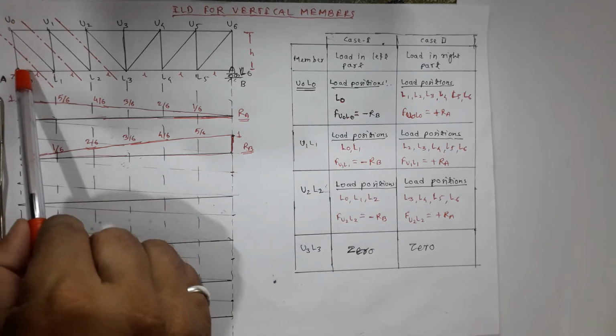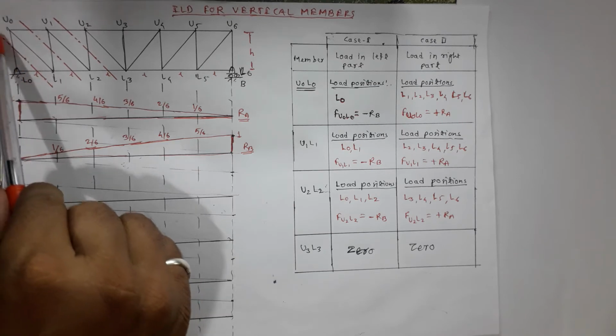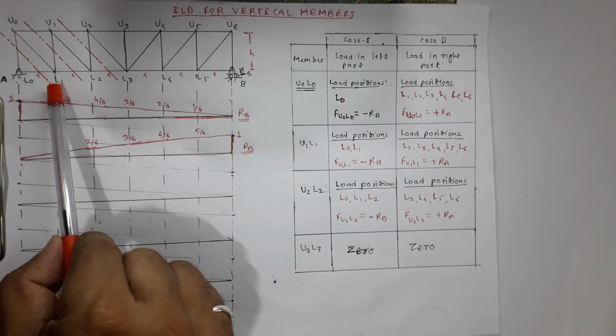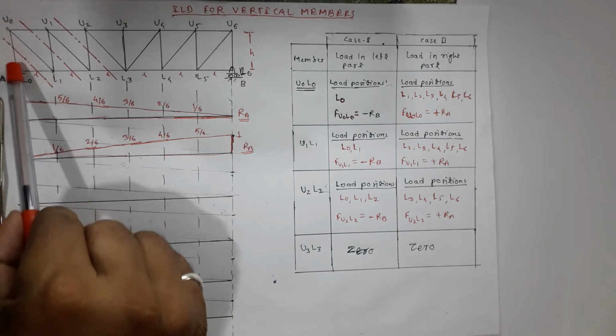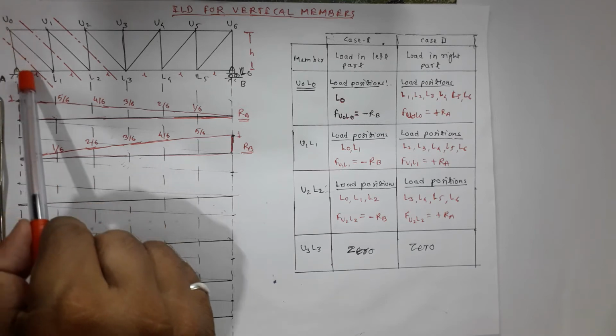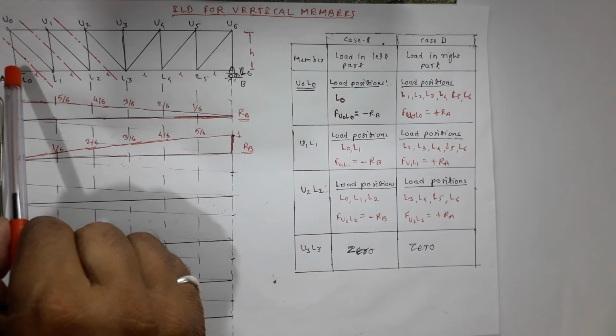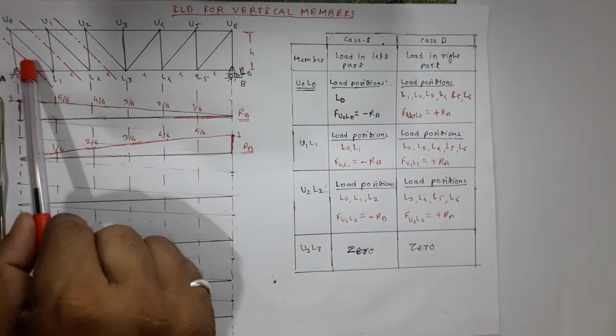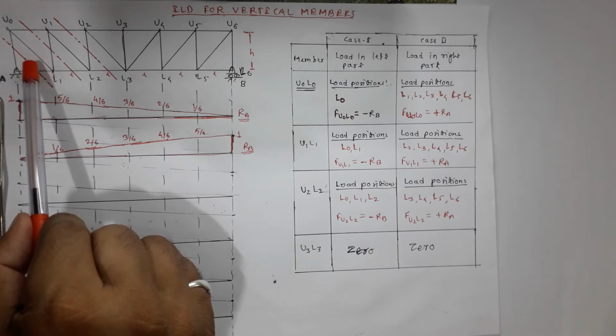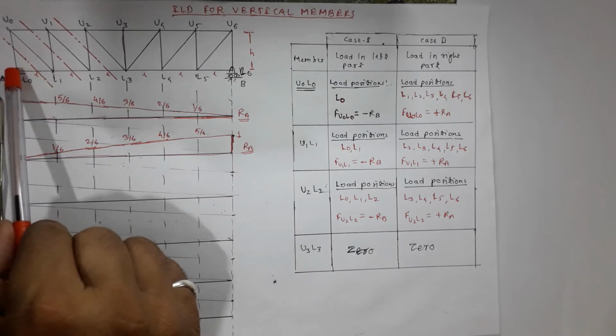Now remember the procedure for the method of sections. I want to get the force in U0, L0. So I have considered a section. Now in order to get the force in this member U0, L0, I am going to use summation Fy is equal to 0. Now again, summation Fy equal to 0 is to be applied either to the left part or to the right part.